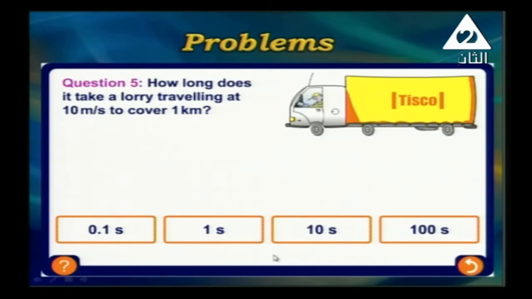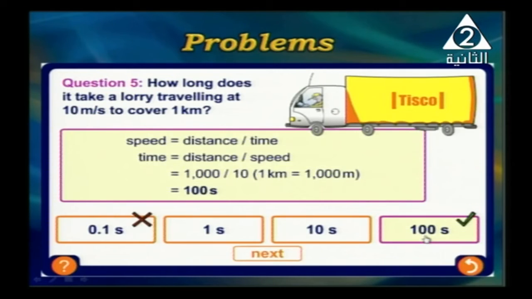Number 5. How long does it take a lorry traveling at 10 meters per second to cover 1 kilometer? 1 kilometer must be changed into meters, so it is 1,000 meters. The time is the distance divided by the speed. So 0.1 second is wrong, and 100 seconds is right. Why? Because we have 1,000 divided by 10. Distance divided by time, and the time equals distance divided by the speed. So 1,000 divided by 10. 1 kilometer equals 1,000 meters.